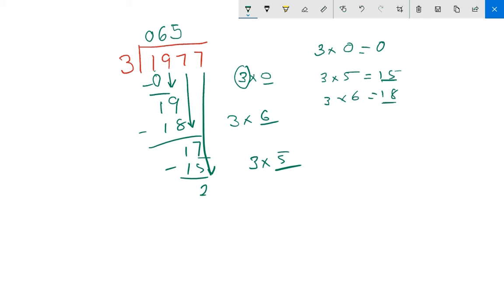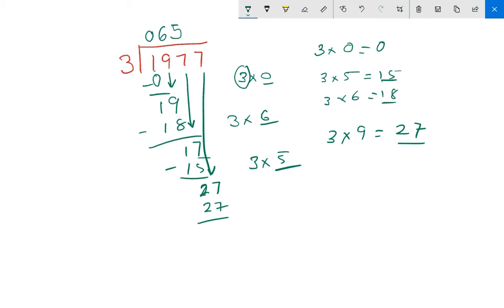Bring down, that's such a wonky arrow. Bring down the 7 to make it 27. How close can I get to 27 using the multiples of 3? Okay, so I know that 3 times 9 is 27. Barely, I barely know that. Nothing to worry about. So it's perfect because it's close to 27 without going over. So 27. Okay, those are the rules. The rules of maths don't change there.